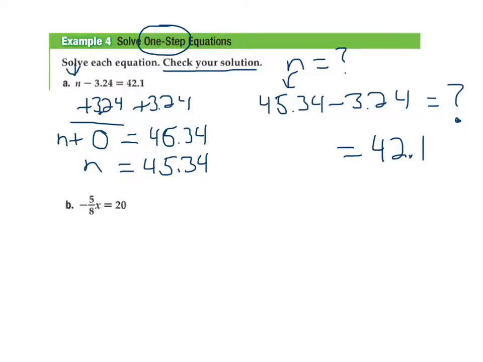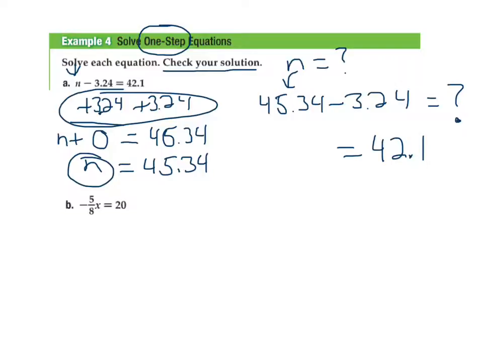We are going to look at multi-step equations, but for example 4, for right now, we're going to practice just doing single-step equations. We did one thing. We added 3.24 to both sides. So one single step, and that allowed us to get n all by itself and allowed us to find the value, 45.34, for n.